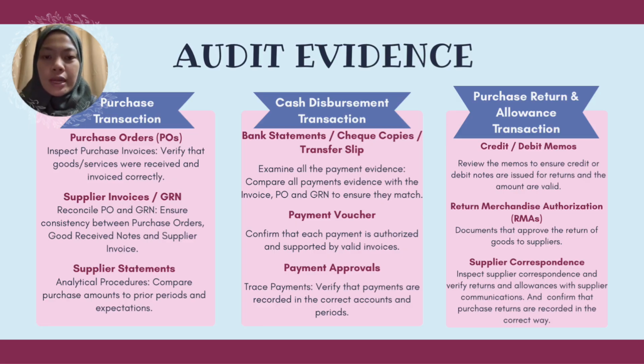Next is purchase return and allowance transactions. Evidence needed was credit or debit memos. Review the memos to ensure credit or debit notes are issued for returns and the amounts are valid. Next is return merchandise authorization, RMA, the document that approves the return of goods to suppliers. Next is supplier correspondence. Inspect supplier correspondence, verify returns and allowances with supplier communications, and confirm that purchases are recorded in the correct way.